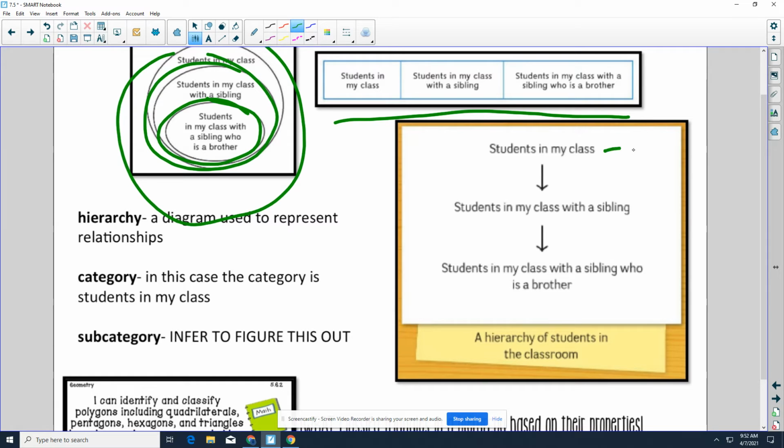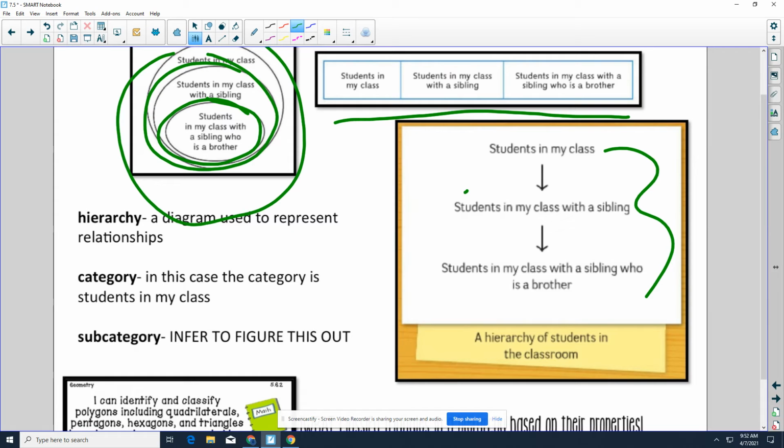And this is something kind of like what you probably see on Evaluate where they do some arrows. So the big category was students in our class. Then we broke it down into students in my class with a sibling, and then students in my class with a sibling who is a brother. That's a hierarchy of students. So a hierarchy is a diagram used to represent relationships. And then you can see we have the categories, right? And then we have subcategories as we go along there.